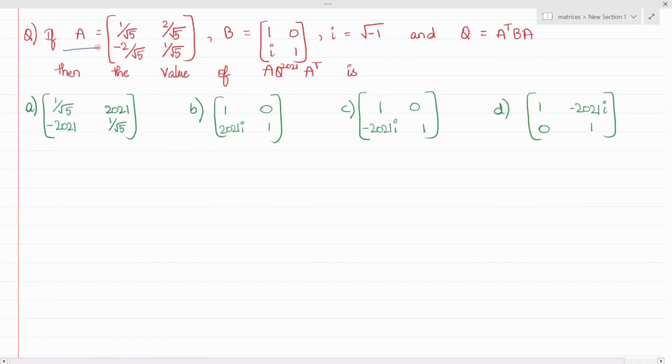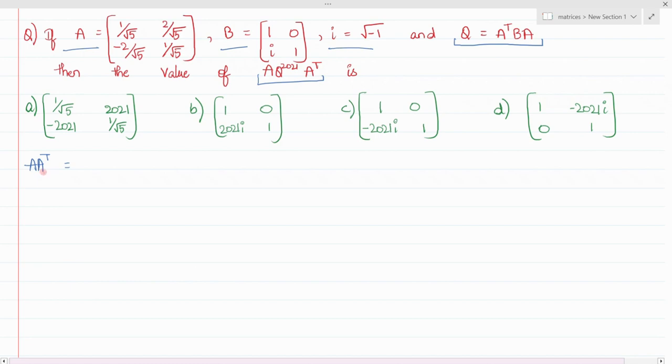In this question, matrix A is given, matrix B is given, and iota we already know is nothing but root minus 1, and the Q condition is given, and we need to find the value of this. These are the typical questions usually asked in JEE. In these kinds of questions, first we need to find A into A transpose.